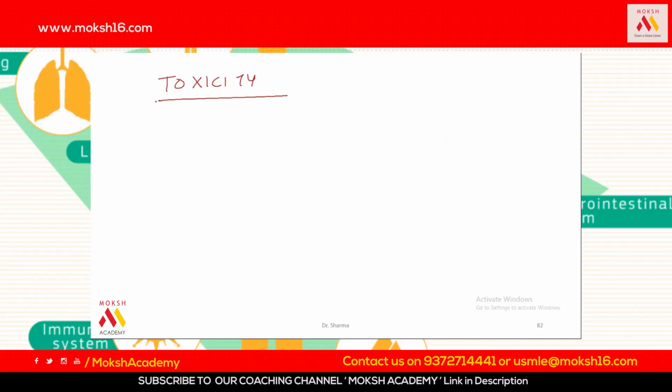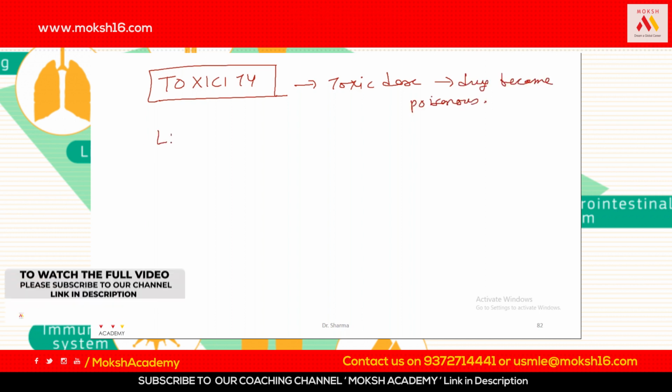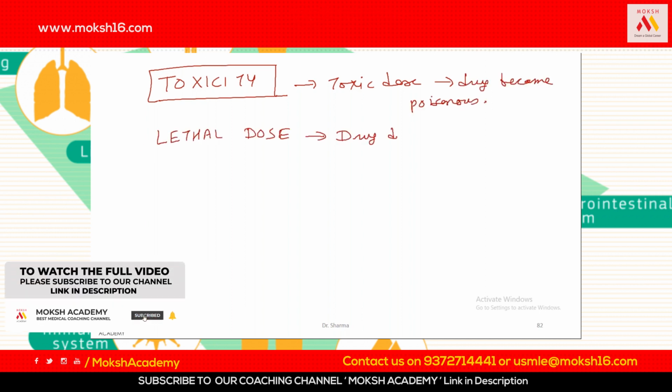Toxicity. To understand the safety of a drug, we have to understand toxicity. So toxic dose, as you know, is when the drug becomes poisonous, and lethal dose is the drug dose causing death.